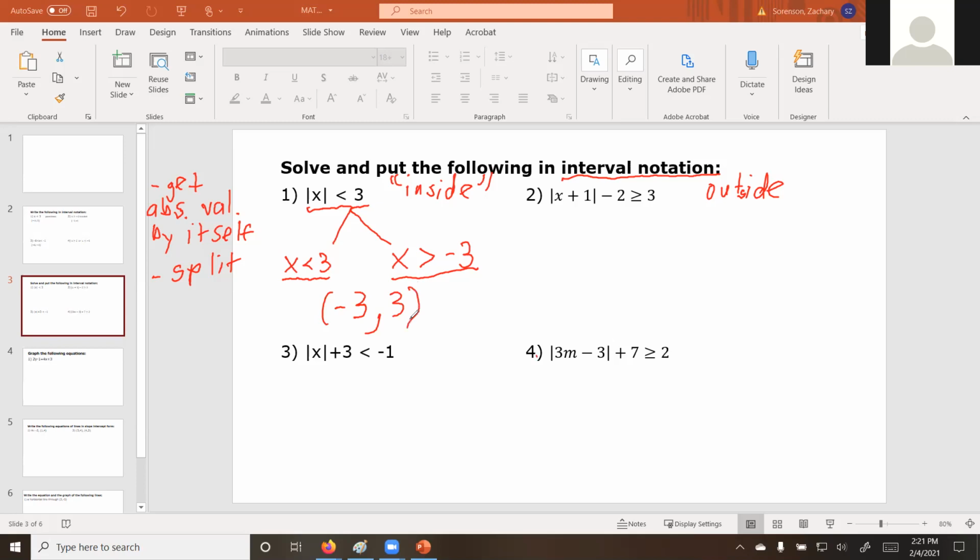Both parentheses. Why both parentheses? Because it's less than. Great. It just doesn't have the equals to, right? And that's it for the inside case. That's what I'm talking about with the inside. It's going to be sandwiched between those two numbers. If we have this less than, maybe I'll write that here too.